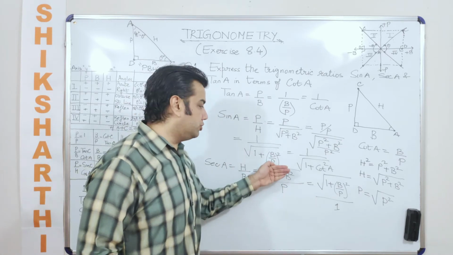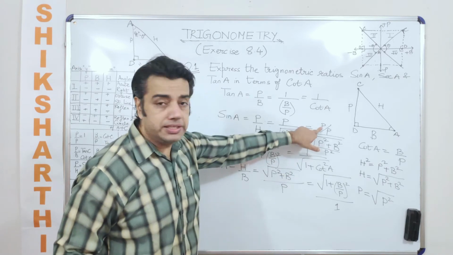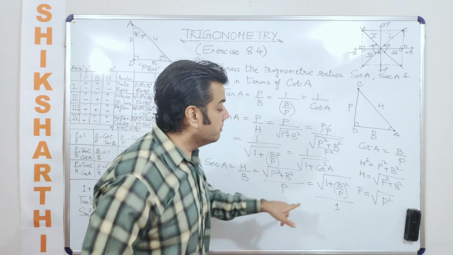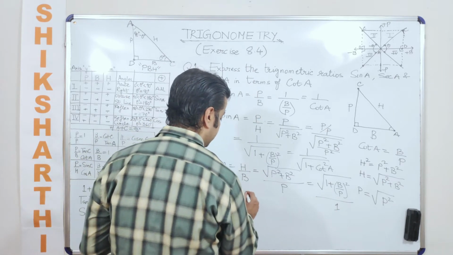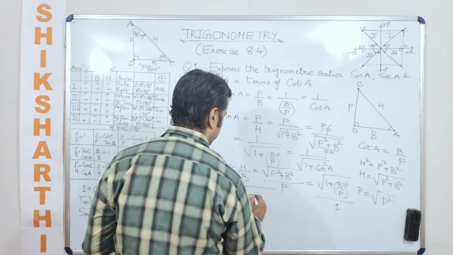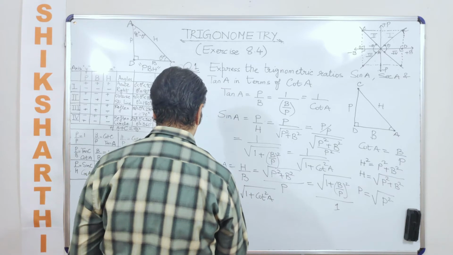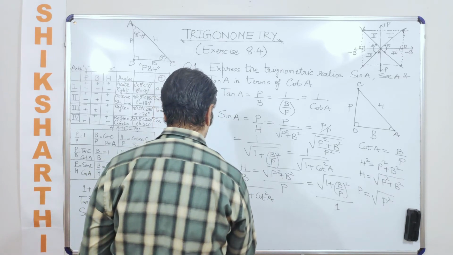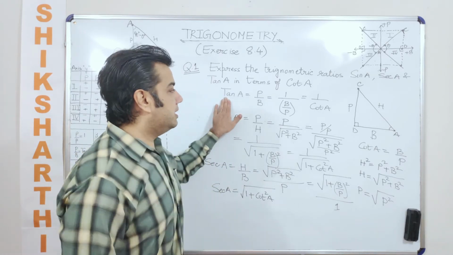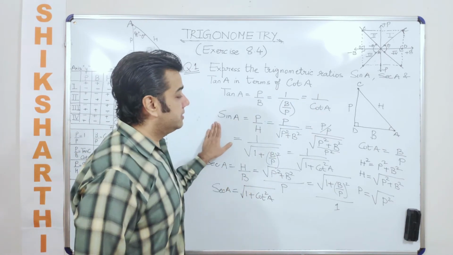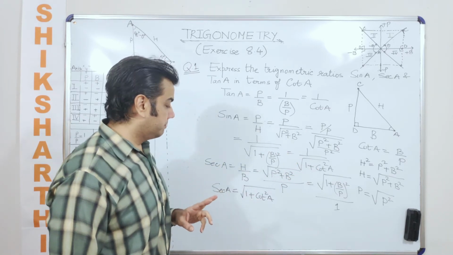Because you have divided both the numerator and the denominator by P. So P by P becomes equal to 1 as we had done here, and here you are dividing it by a P square. Once you have done this, now you will be able to say that this is under root of 1 plus cot square A. So tan A is equal to 1 divided by cot A, sin A is equal to 1 divided by under root of 1 plus cot square A.